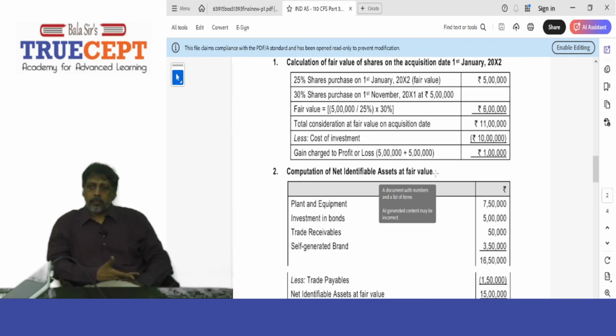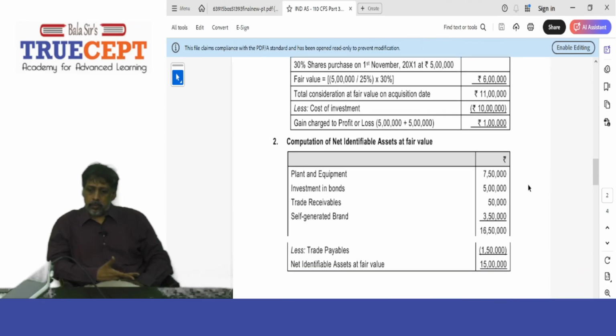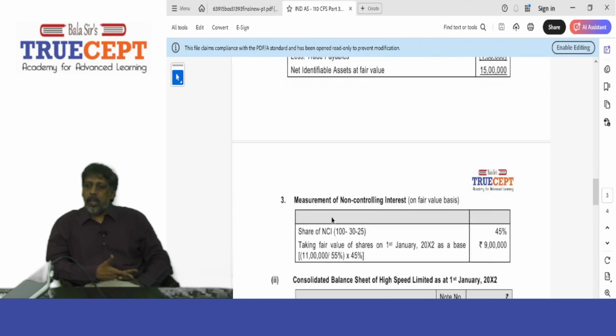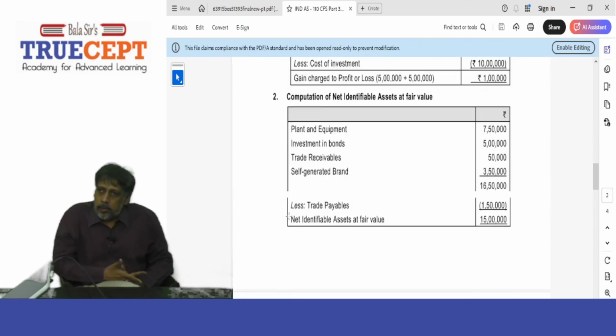Next, computation of net identifiable assets at fair value. Plant and equipment 7 lakh 50,000. Investment. What is the asset side approach? All the numbers have been taken. Net how much? 16 lakh 50,000 minus 1 lakh 50,000, net 15 lakh. 15 lakh rupees is the fair value of net identifiable assets.